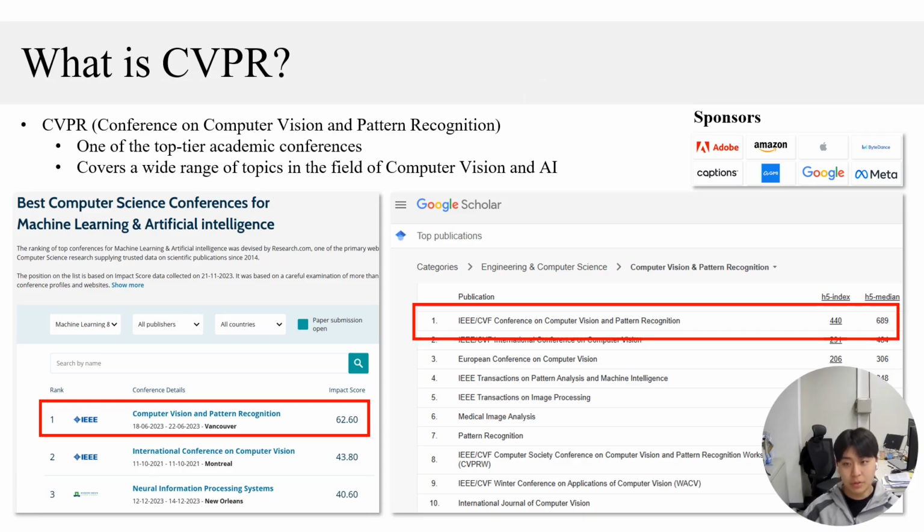I want to briefly introduce what CVPR is, the conference where this work has been accepted. CVPR stands for Conference on Computer Vision and Pattern Recognition. It's one of the most prestigious and competitive conferences in the field of computer vision and AI. Every year, CVPR brings together researchers from top universities, research institutes, and leading tech companies like Adobe, Amazon, Google, and Apple. I'm very proud that our work was accepted to this conference, and it's an honor that I can give a presentation here.